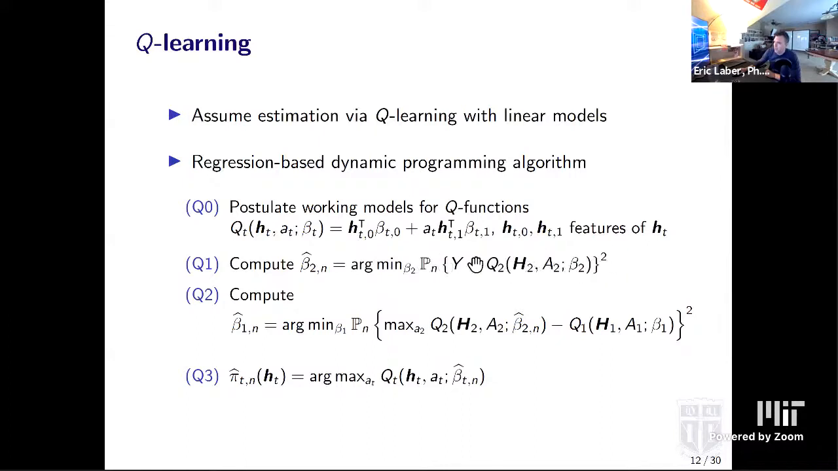So we do least squares, we get beta hat 2, and then to get beta hat 1, again we do least squares, but as our response, we take the maximized estimated second stage Q function. So again, just do least squares to get beta hat 1, and the estimated optimal rule pi hat_t of H_t would be the argmax of our estimated Q function, Q_t(H_t, A_t; beta hat_t). So it's the argmax over A_t of this thing, right? So it's just two regressions, basically, or regression, maximization, and regression.